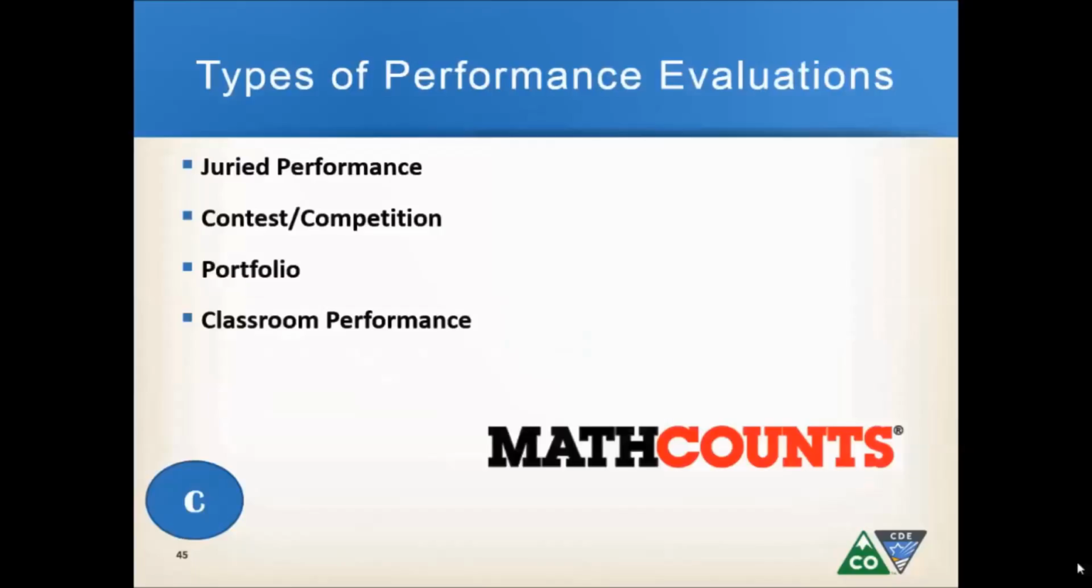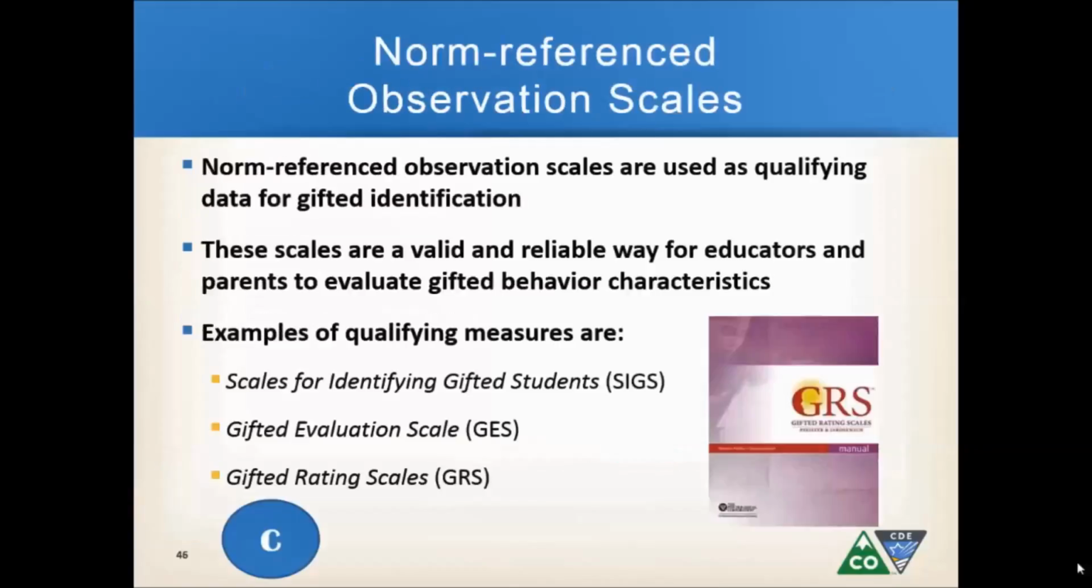Qualifying data can also be much more than a test score. Performance evaluation is an important component of a body of evidence. Examples of a performance evaluation may include a juried performance, national or statewide contests or competitions, the creation of a student portfolio, or classroom performance. The use of a normed reference observation scale is important to add to your identification toolbox.